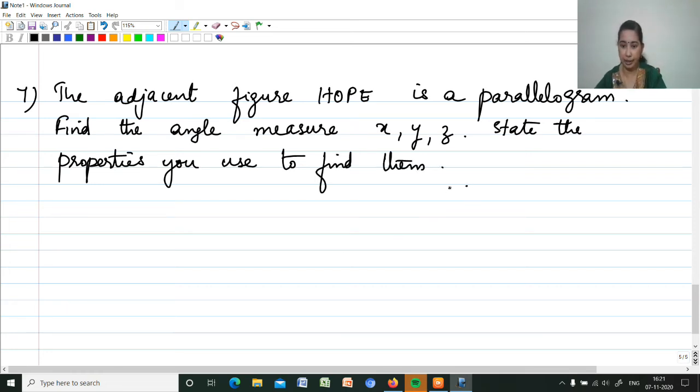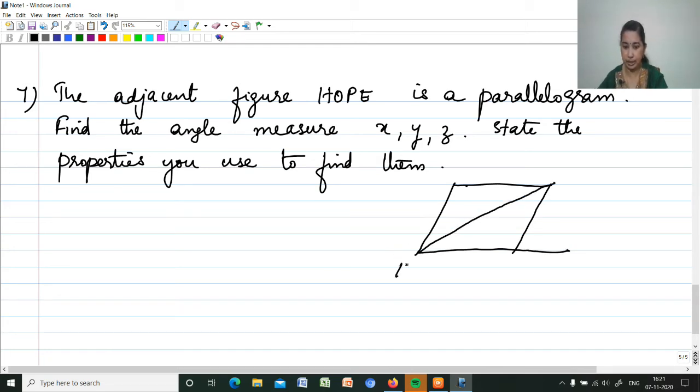So here a parallelogram is given. This is the parallelogram, this is the diagonal, and this is H, O, P, and this is E. This angle is given as x, this is given as 70 degrees, this is 40 degrees, this is z, and this one is y. We have to find out what x, y and z are.